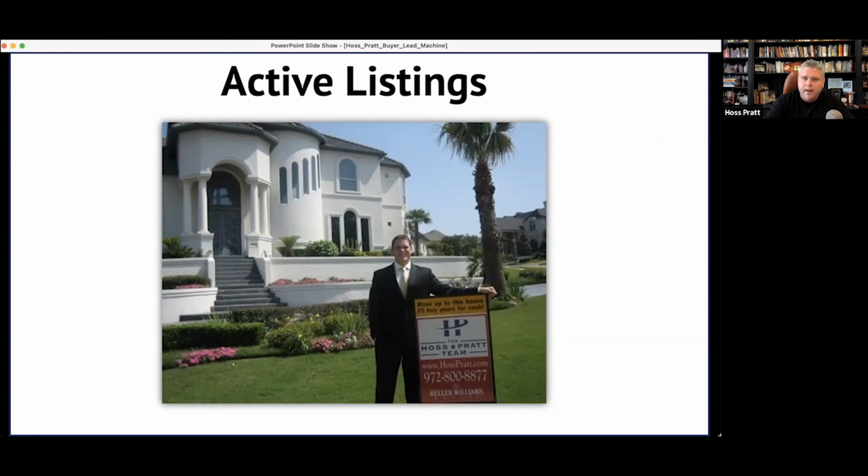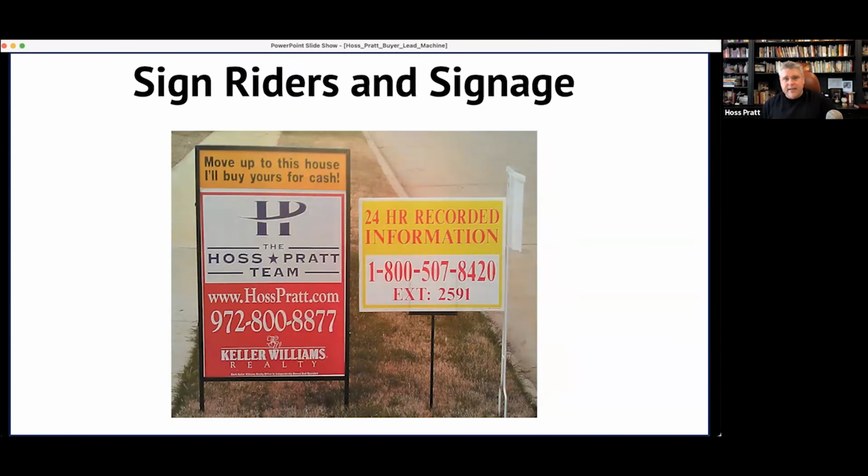Like, how would you do it? I'll give you an example. Here's one way I did it. When you pull up to one of my listings, it was a party. It's a party, man. Signs everywhere, call to actions, giving out a property flyer loaded with call to actions, a 24-hour recorded information hotline sign, call to action on my actual sign.